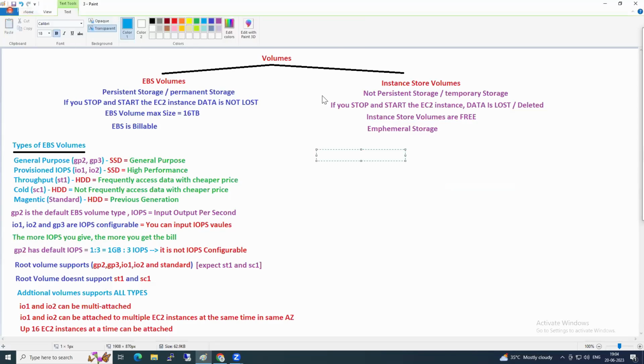So, if you terminate, are you in the right class?